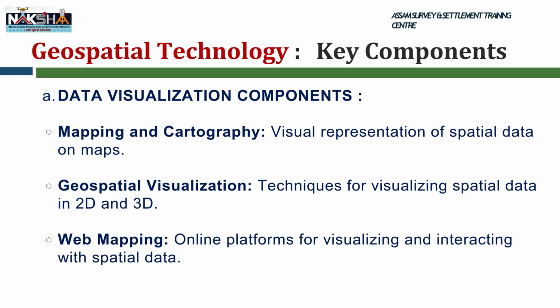This is about how we present geospatial data in a way that people can understand and use. There are three main methods: mapping and cartography, creating maps to visually represent data; geospatial visualization, using techniques to show data in both 2D and 3D, like terrain models or city models; and web mapping, online platforms such as Google Maps or Bhu-Darshan that allow users to view and interact with spatial data. In short, data visualization turns raw data into clear, usable maps and models that support better decision-making.